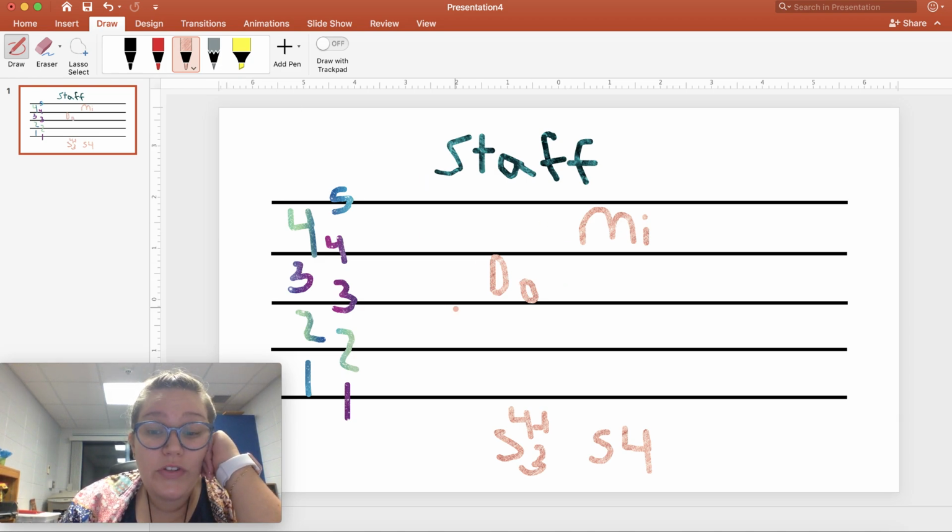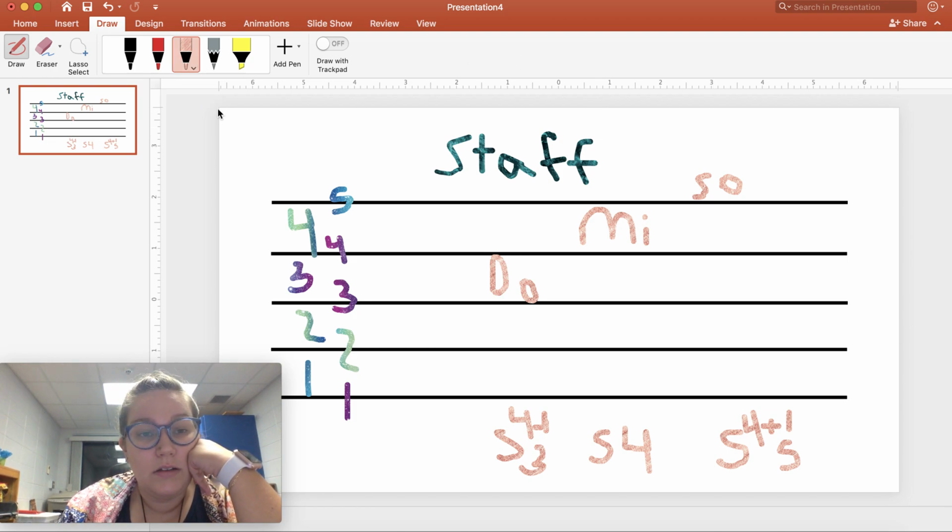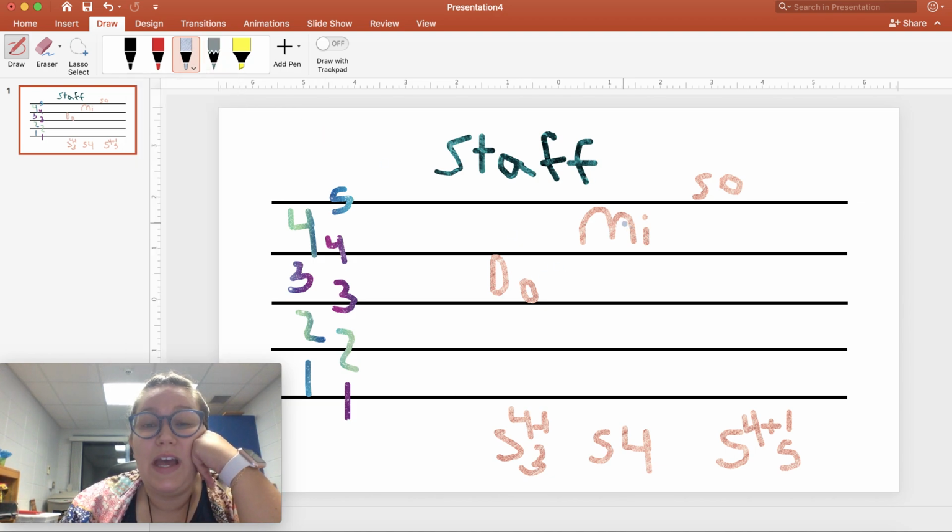Now we have to figure out where so goes. We know so is going to be on a space. 4 plus 1 equals 5. And we don't have a space 5, but we have a space above the staff, and that's where so goes. Tricky, tricky, but it can go there. Now we have to figure out re and la. We know that re makes a pattern and goes between do and mi and is opposite. So do is on a space, mi is on a space, re is going to be on a line, and the line in between do and mi.